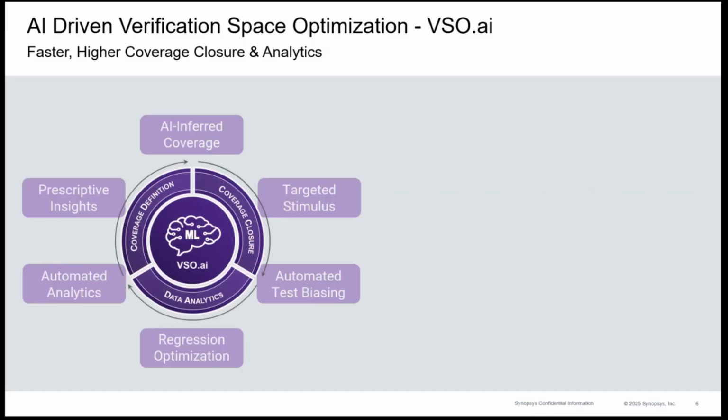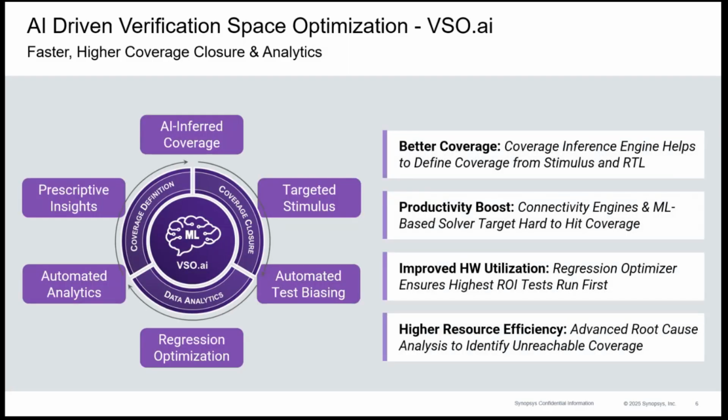Now, applying VSO.ai, which applies AI to the entire loop, VSO.ai can be used to infer coverage. AI can be used to write stimulus for tests that are hard to hit, by automatically biasing the test, and the regression optimizer can help by running the high return on investment tests first. Then AI can also be used to collect the data, analyze it, and provide prescriptive insights.